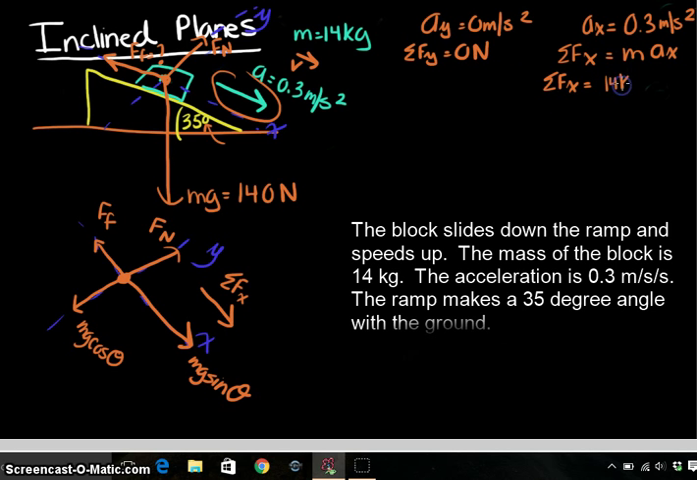I know that the mass is 14 and that the acceleration is 0.3 meters per second squared, which gives me a net force in the x direction of 14 times 0.3. Grabbing my calculator here, it gives me 4.2 newtons.